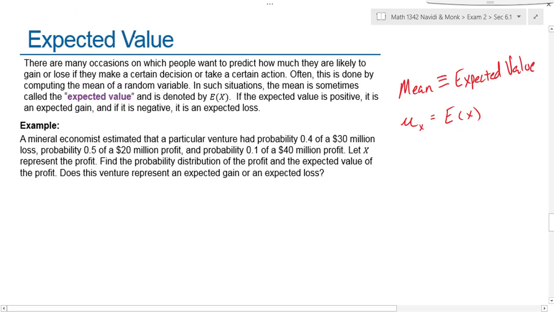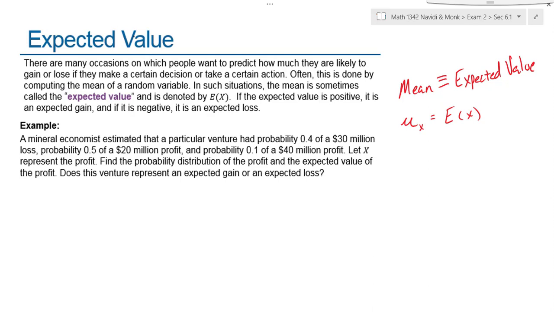In this example, we're told that a mineral economist estimated that a particular venture had a probability of 0.4 of a $30 million loss, a probability of 0.5 of a $20 million profit, a probability of 0.1 of a $40 million profit.